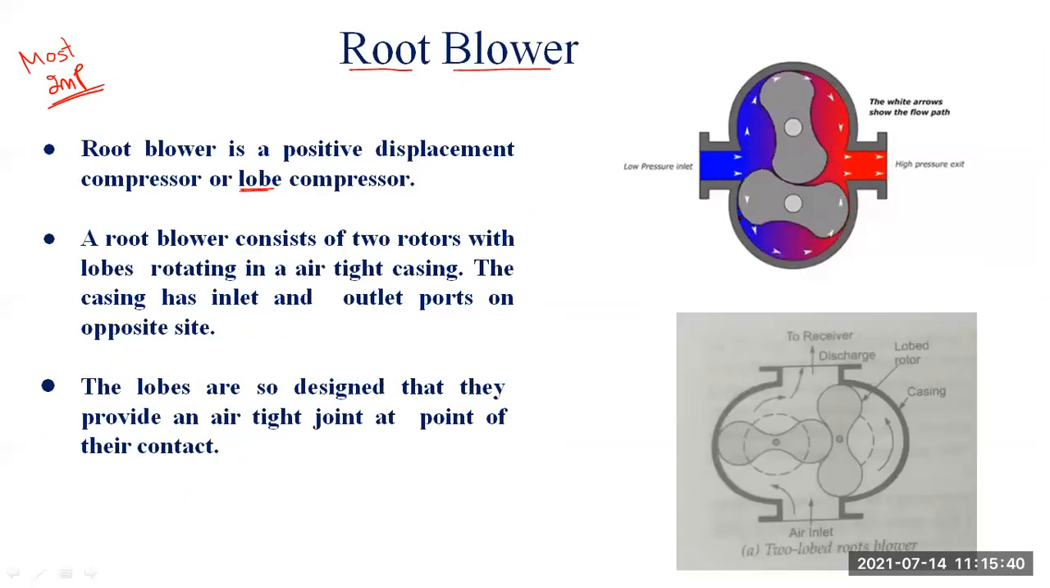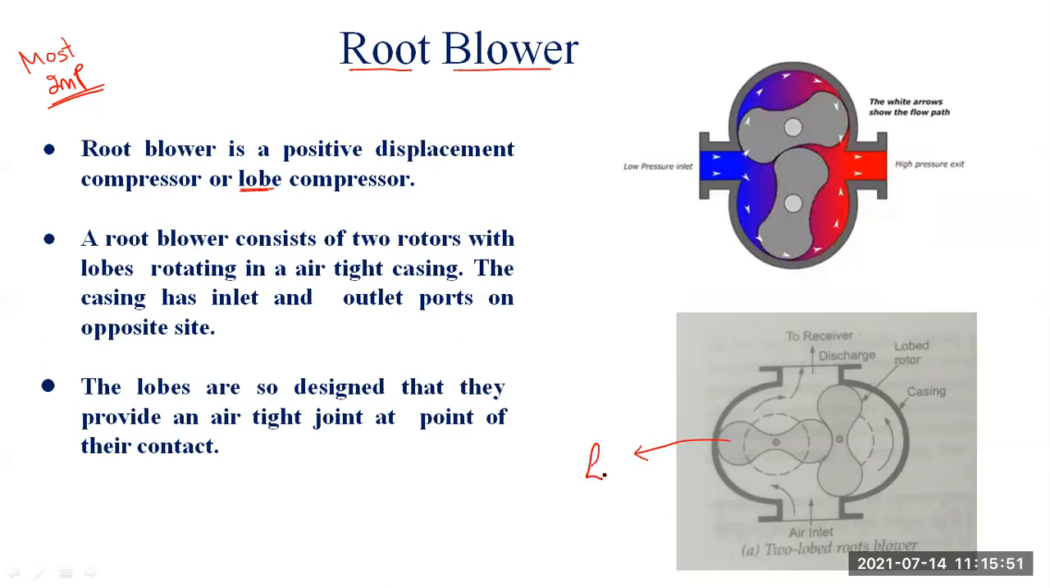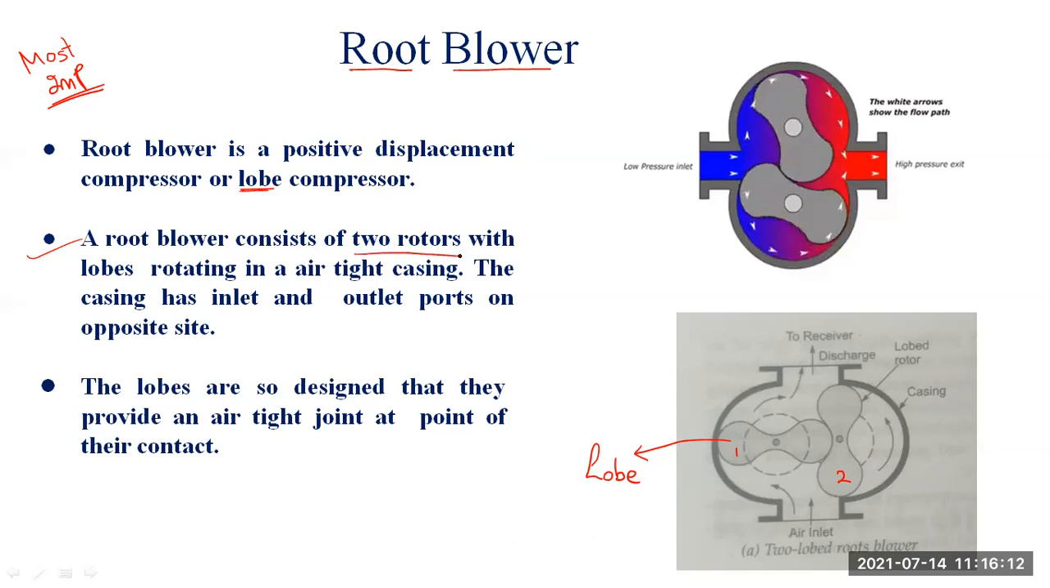What do you mean by this lobe? The rotating part inside, this part, is called the lobe. How many lobes are there? This is the first lobe, this is the second lobe. Two lobes are there, so that's why it is called a lobe compressor. Second point, a root blower consists of two rotors.